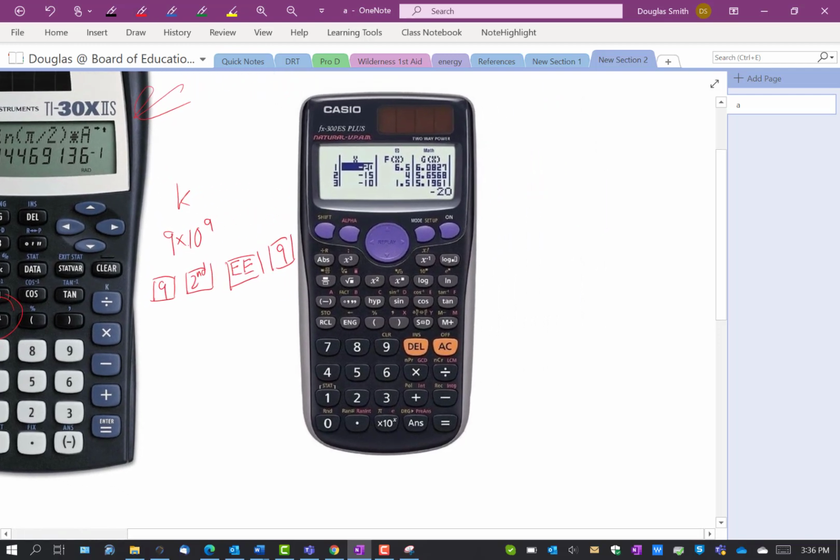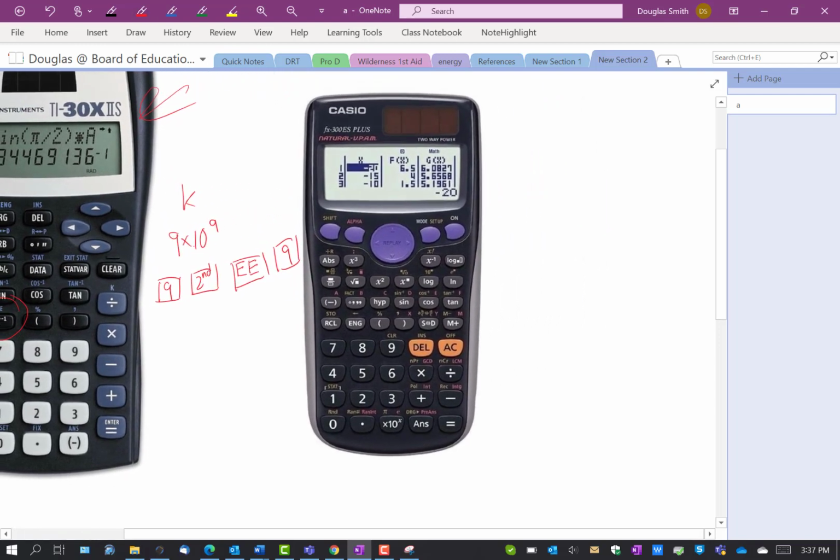The Casio, it's similar. It's a bit easier on the Casio actually. You go 9, and then you press the key that's down here. It's 10 to the power x, this one, and then you press 9.